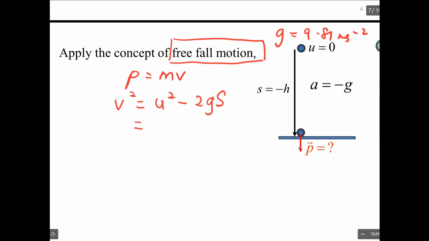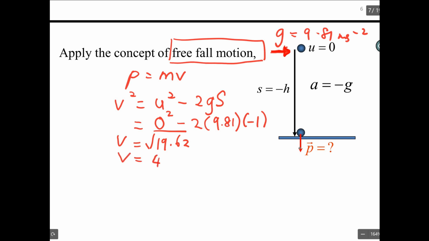Okay, so U is 0, and 2G is 9.81 times the displacement, which is negative 1. Why negative 1? Because it is below reference. Where is our reference? At the ball we released earlier, this squash ball. It is released here. So below the reference, the original point before it was released. So when below reference, S will be negative. Okay, so we get V squared is equal to 19.62 and then V is equal to 4.43 meter per second. We have not answered the question yet.